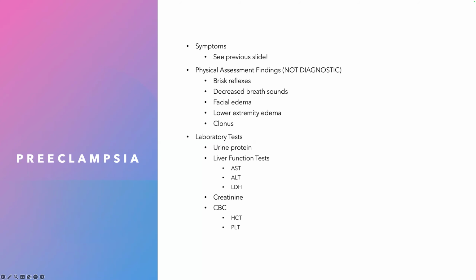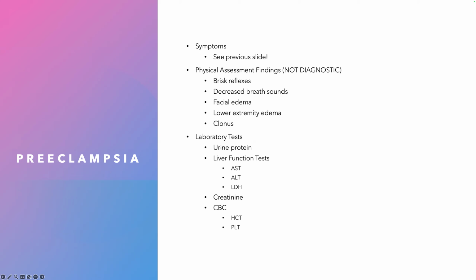And so symptoms, we already talked about the symptoms, but what are some physical findings that are not diagnostic, but make us suspicious? Brisk reflexes. So remember, normal reflexes are 2+, but in somebody who has preeclampsia, their cerebral factors are a little bit heightened. They have a headache. They're at higher risk for seizures. They typically have faster reflexes. So these are people who may have +3 or +4 reflexes. Decreased breath sounds because we're worried about the risk of pulmonary edema, facial edema. Sometimes they have lower extremity edema, hand edema, and clonus.